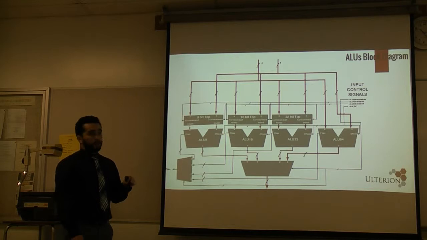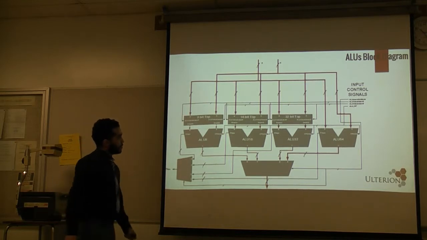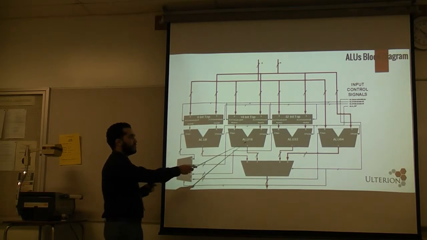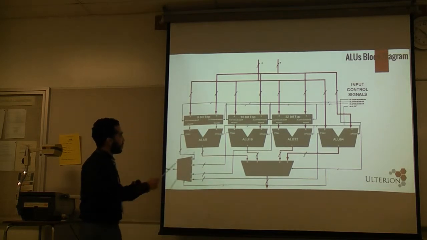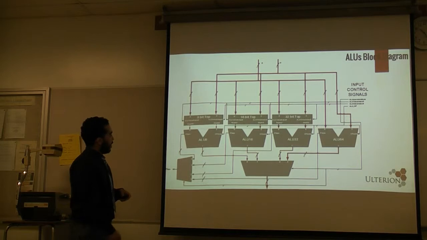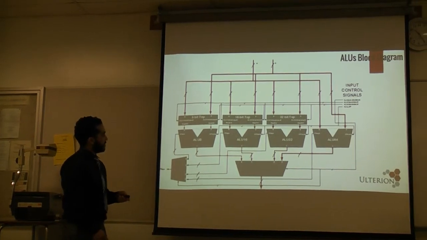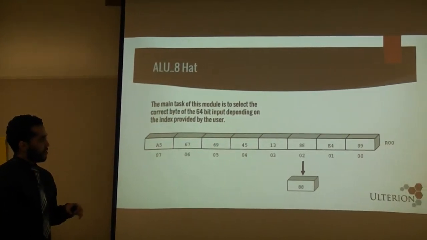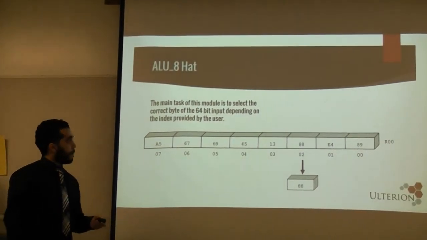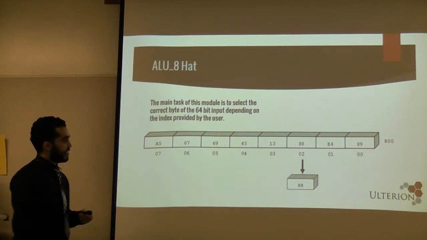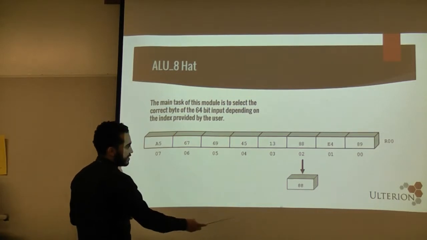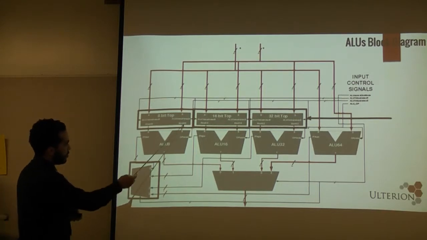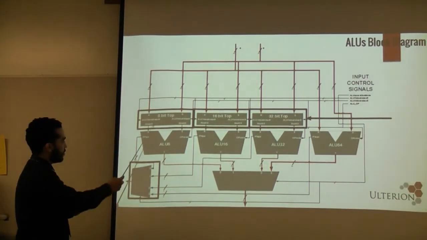Now, inside the ALU box, we have the 4 ALUs. In order for us to feed the correct byte, or 16 bits of 32, we had to create modules called hats. For the 8-bit hat, you receive a 64-bit input, but according to the index that you give it, that index is going to select. In this case, if we give it an index of 2, it will grab 88, and it will output 88 through S, and the same concept goes with R.